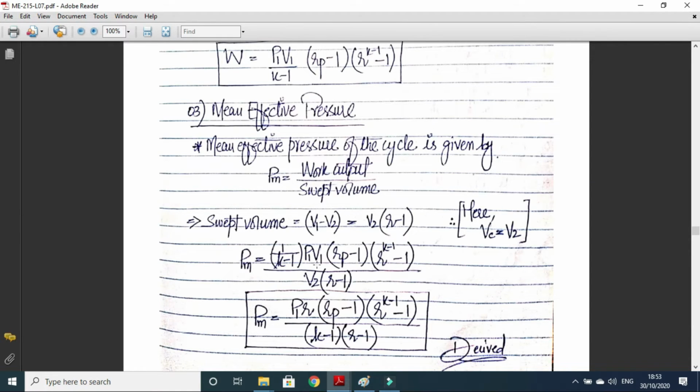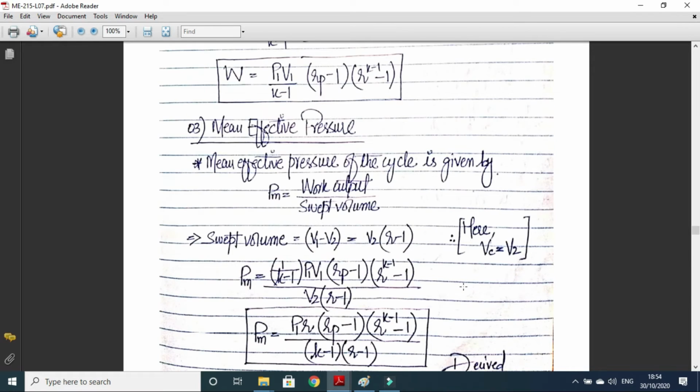So now V1 upon V2 is R. P1 R, K minus 1 will come in the division, K minus 1 R minus 1 RP minus 1 R to the power K minus 1 minus 1. So this is the expression for the mean effective pressure.